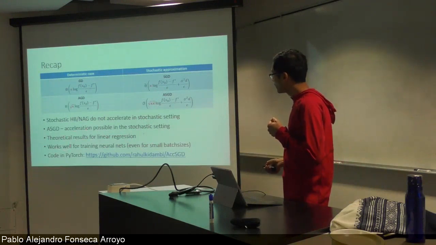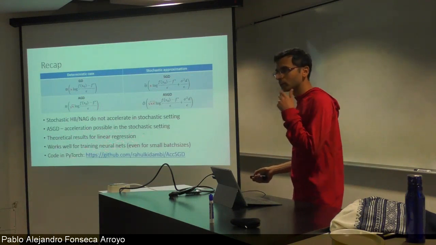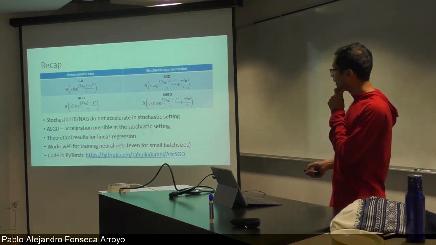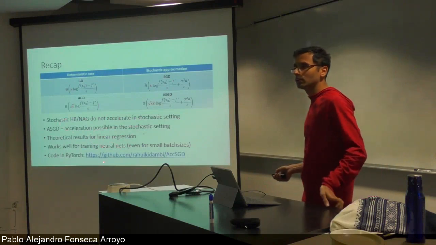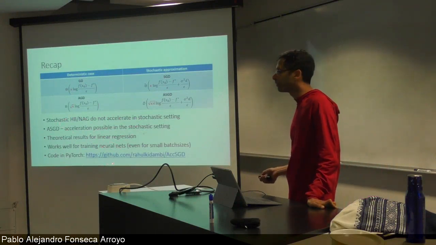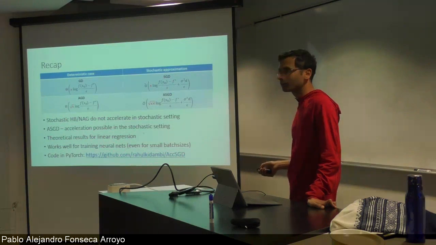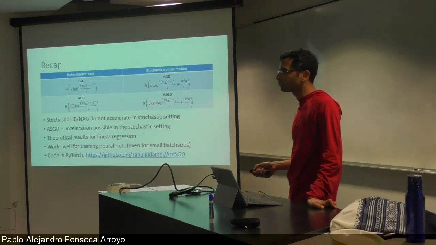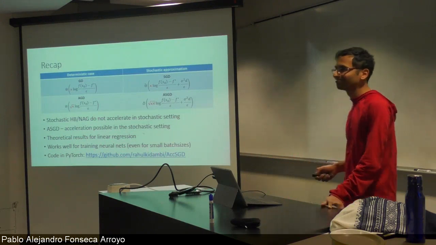While all our theoretical results are for the stochastic linear regression problem, we have also tried to evaluate it on more complicated models like training neural networks, and the intuitions that we gain from the theoretical study seem to carry over even to these more complicated settings. Finally, we also have code for our algorithm in PyTorch. So if you are training these models, please consider using our algorithm and let us know if you have any comments or observations. Okay, thank you.